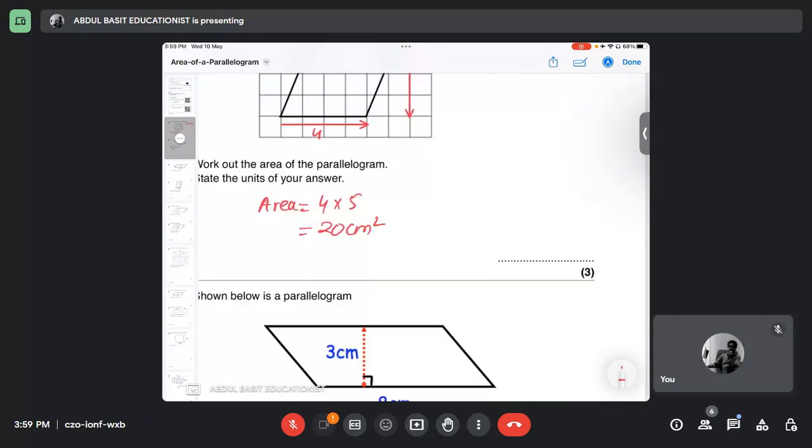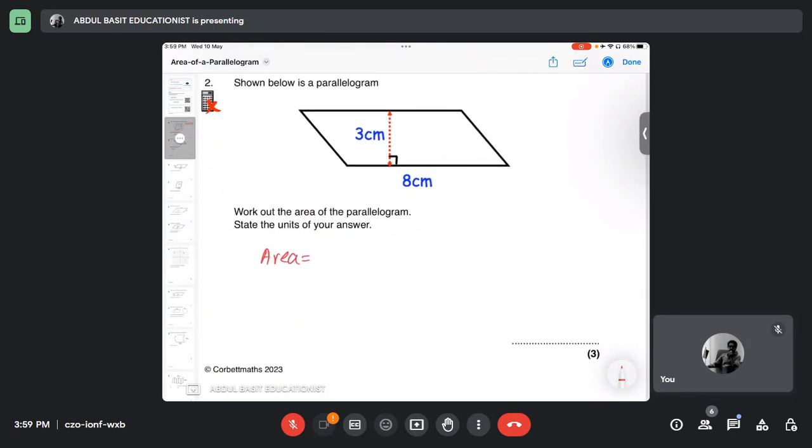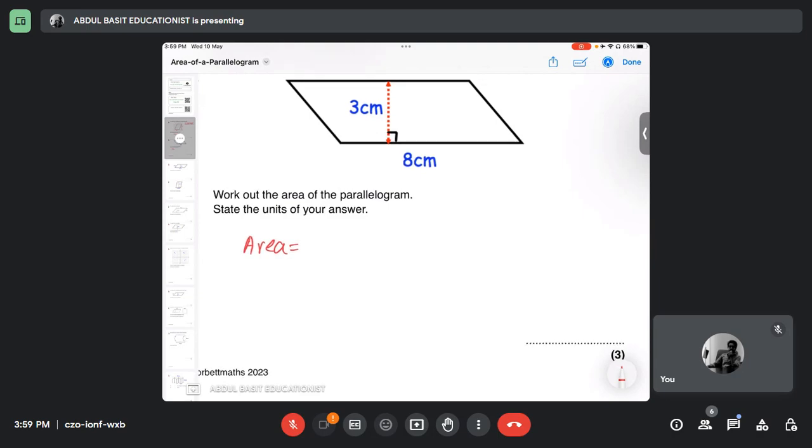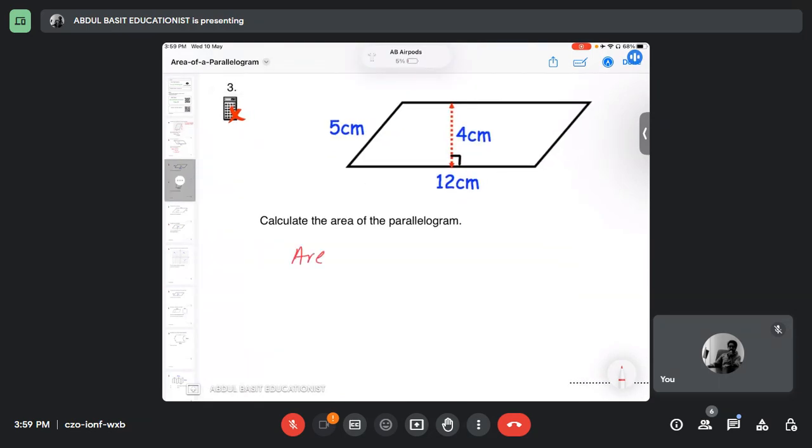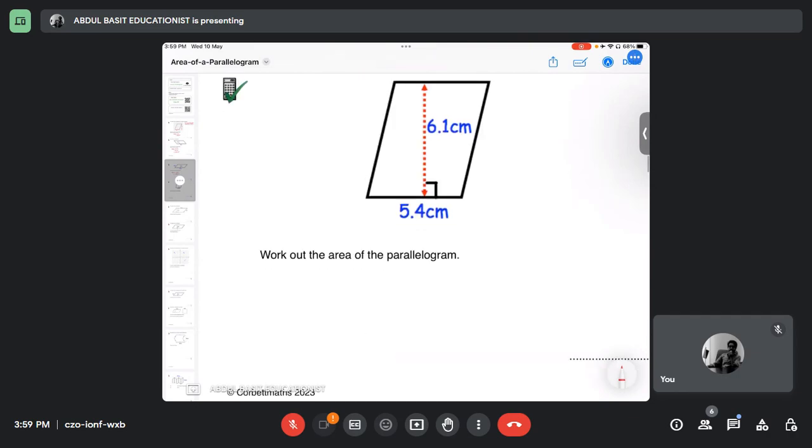ओके सर. ऊपर लिखा था 1 by 1, each box is 1 centimeter. Good. Work out the area. So it would be base into height. The base is 8 and the height is 3. So 8 threes are 24 centimeters square. Area is equal to 12 into 4, which is 48 centimeters square. Clear, everybody? यस सर. Okay. Try yourself.